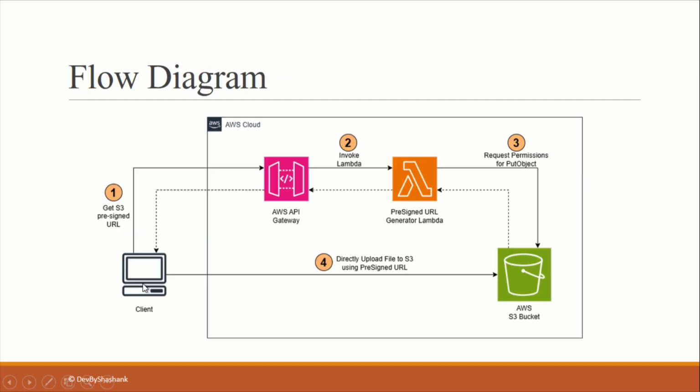So this is going to be your flow diagram. The client will first make a request to get the S3 presigned URL. That request will be received by API Gateway, and it will invoke our presigned URL generator Lambda. This Lambda will generate the presigned URL and return it to the client, and then using that presigned URL, the client will directly upload the files to S3. Okay, so let's see how to implement this.